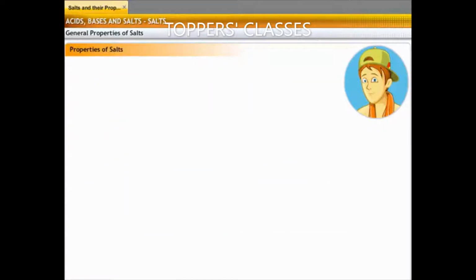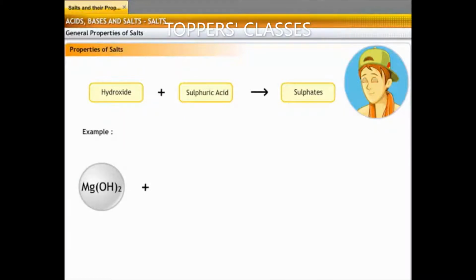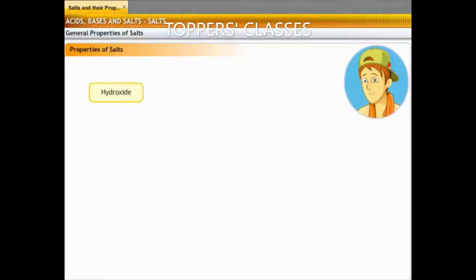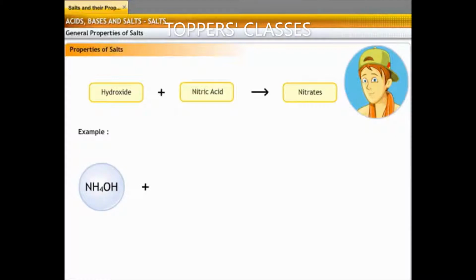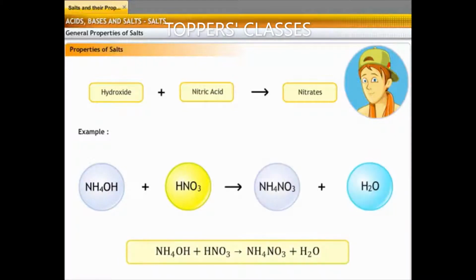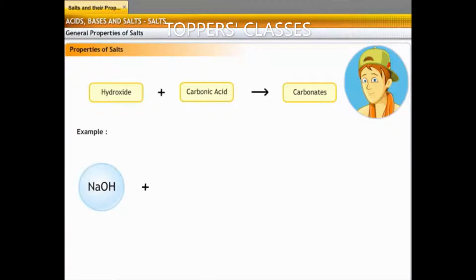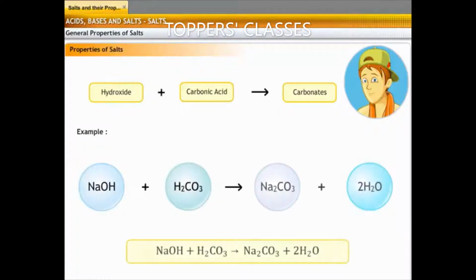Similarly, salts formed from any hydroxide and sulfuric acid are called sulfates. For example, magnesium hydroxide reacts with sulfuric acid to form magnesium sulfate. Accordingly, salts formed from any hydroxide and nitric acid are known as nitrates. Ammonium hydroxide reacts with nitric acid to form the salt ammonium nitrate. Likewise, salts formed from any hydroxide and carbonic acid are carbonates. Sodium hydroxide reacts with carbonic acid to form the salt sodium carbonate.